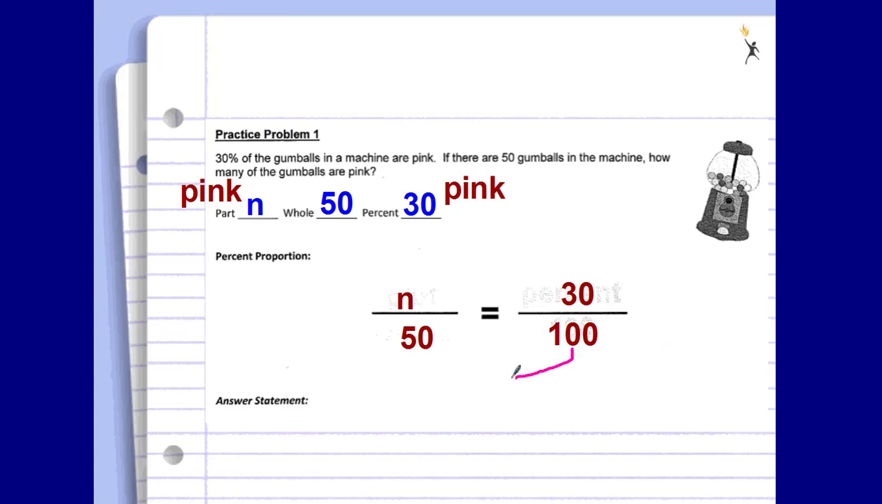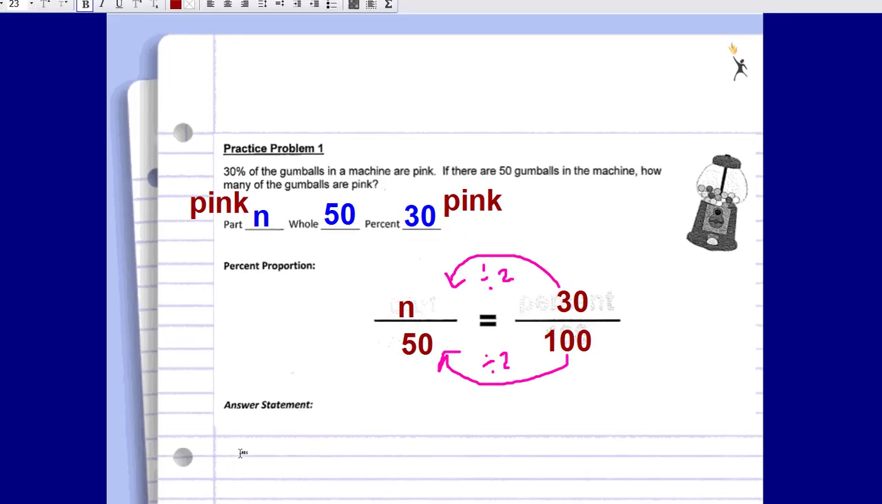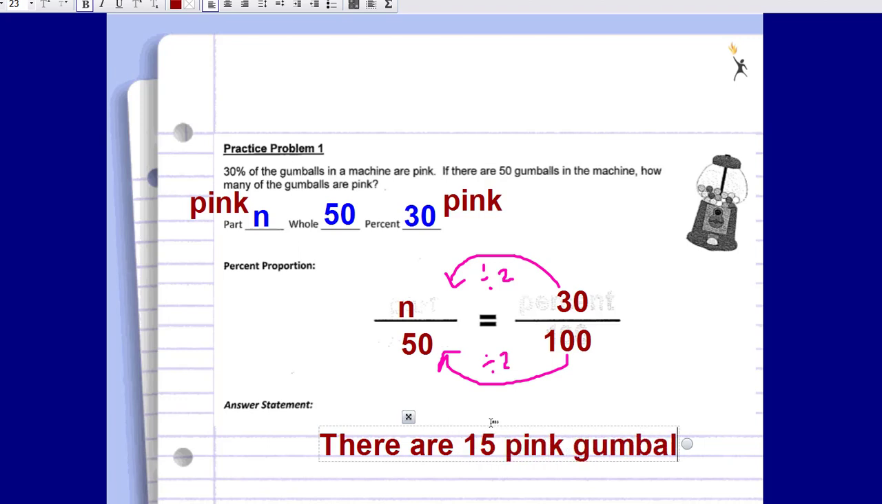We're going to go from 100 to 50. Can we use a scale factor? Yes, divide it by 2. Use the same scale factor on the 30, and 30 divided by 2 is going to equal 15. So since this is a word problem, we need to have a simple answer statement. So you can say something like, there are 15 pink gumballs.